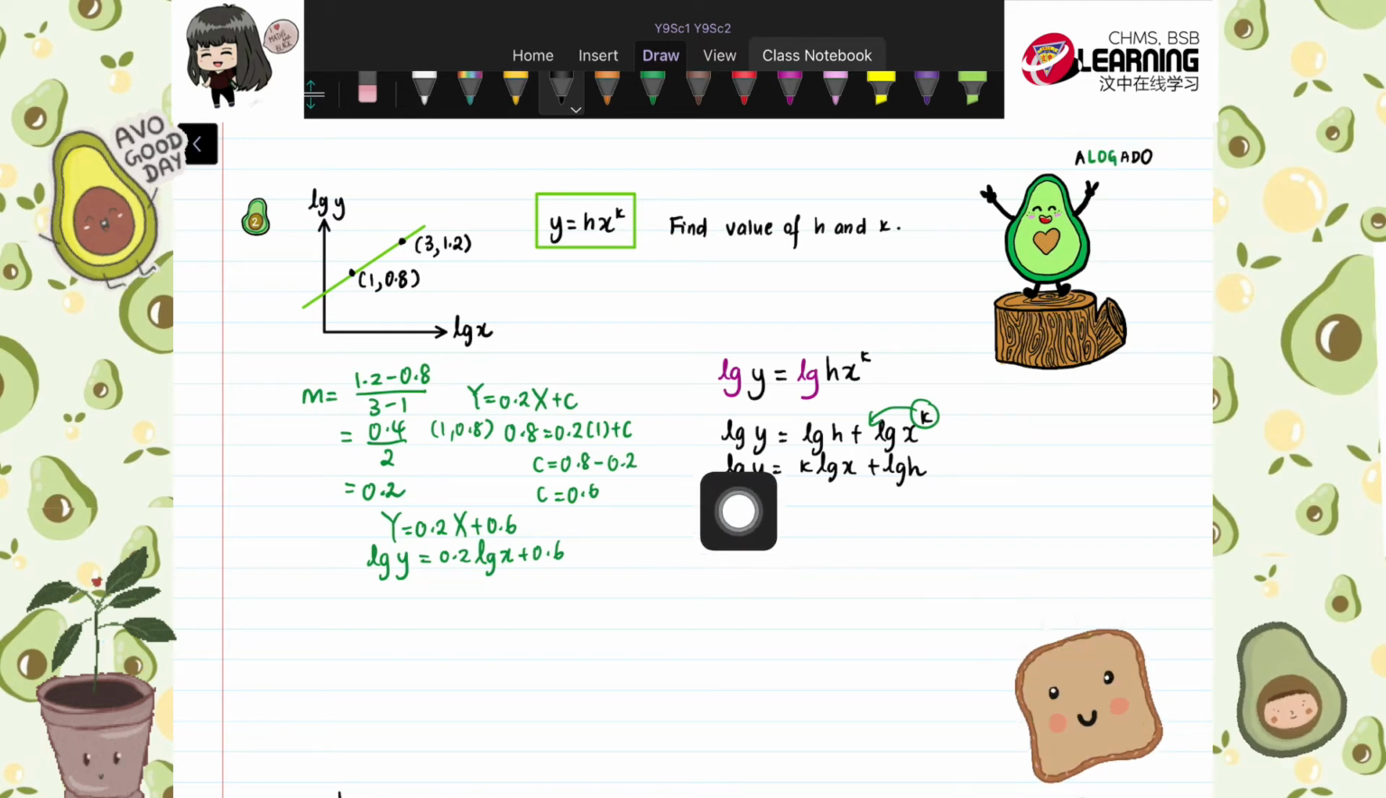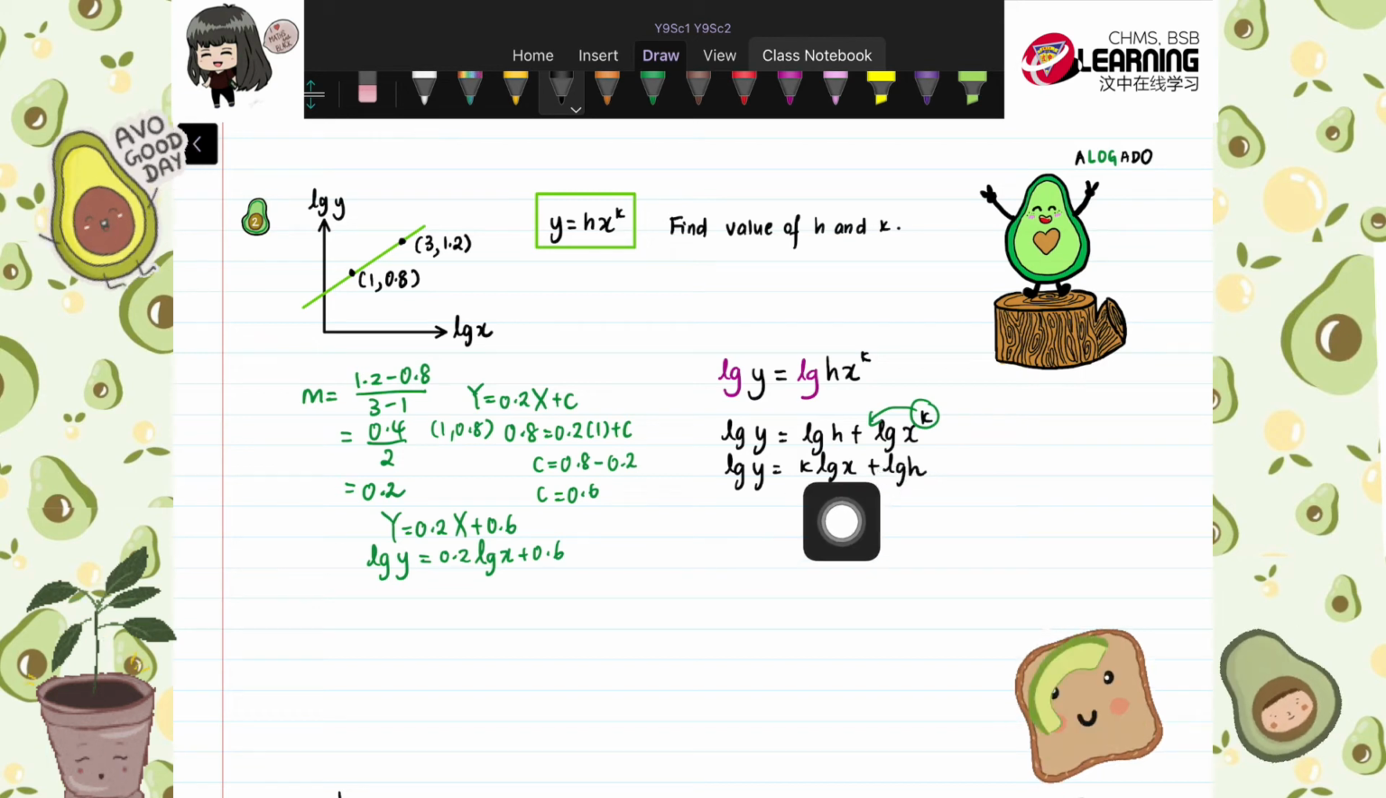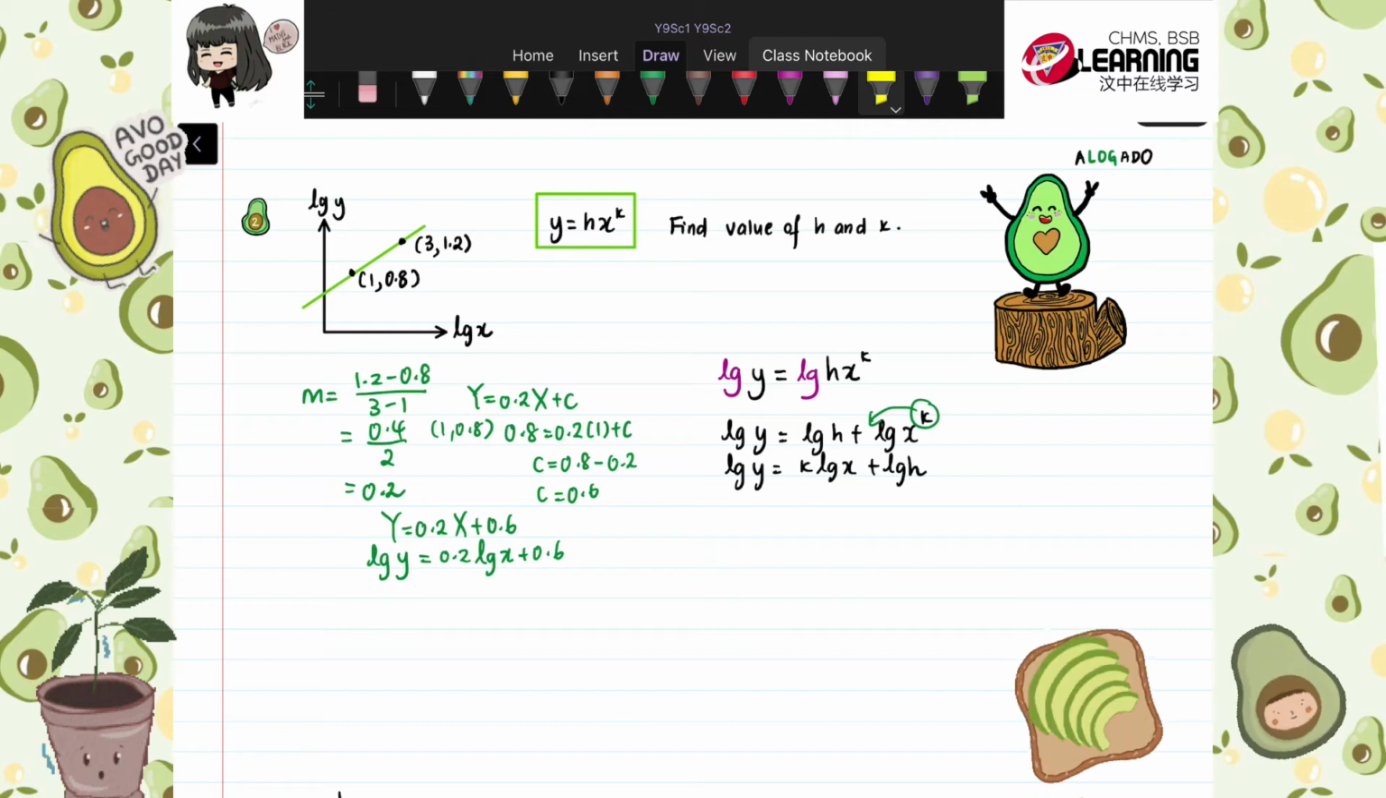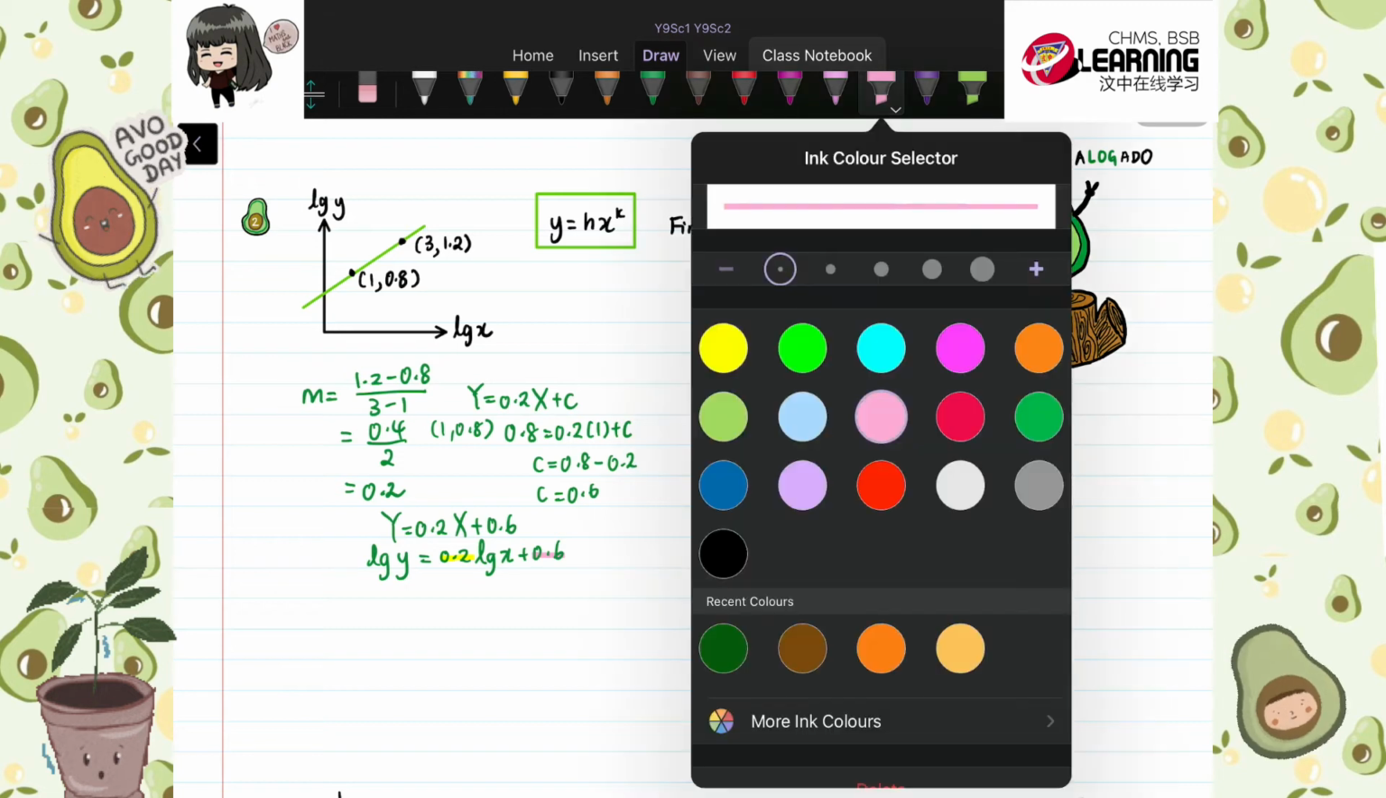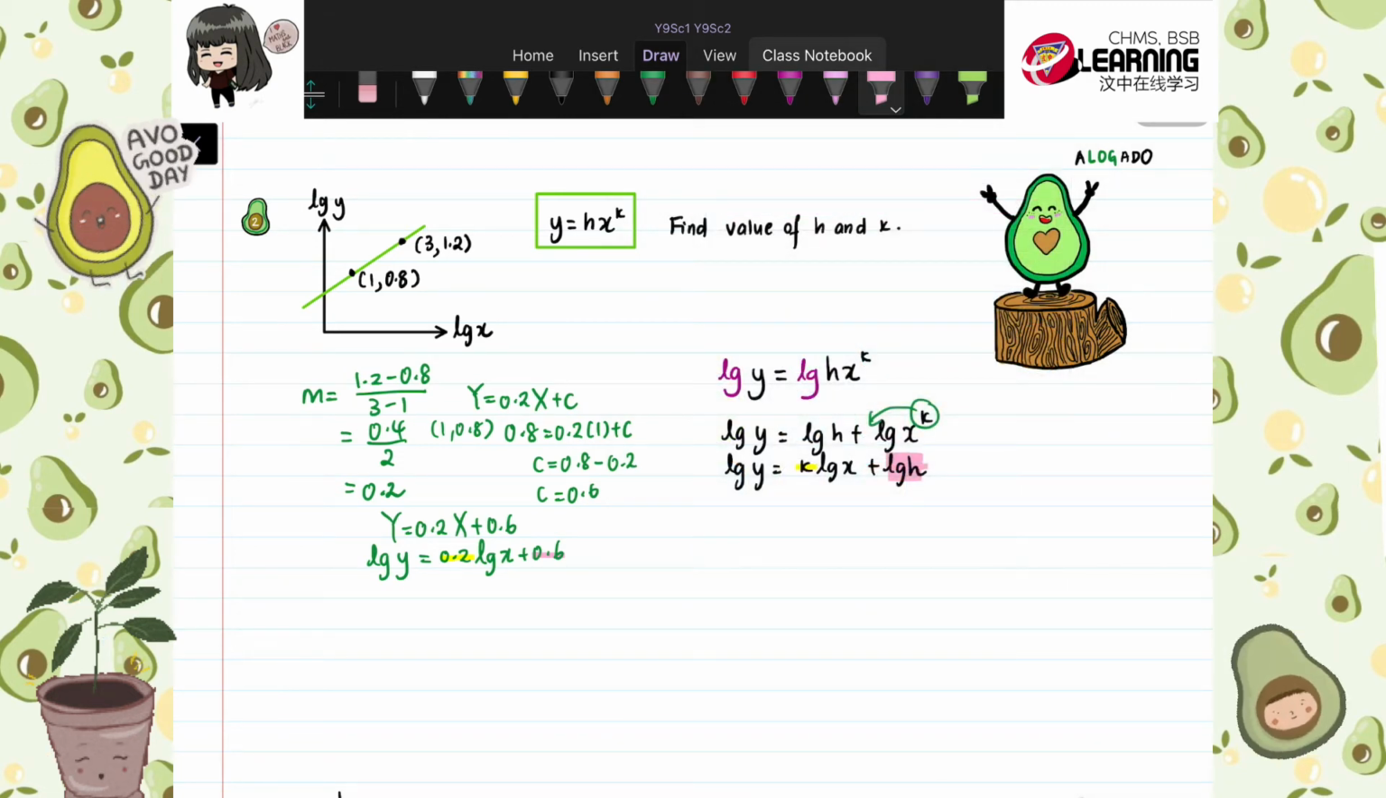Okay, so my y equals mx plus c. Okay, so I compare with this. Now step 5 already. I compare these two. So when I compare these two, I compare 0.2 and k, and 0.6 with log h. Okay, you see that? This one and this one. 0.2 with this. Okay, so I can see my answer straight away already. My k is 0.2 and my log h is equal to 0.6.